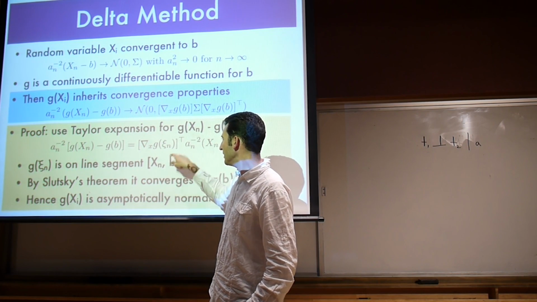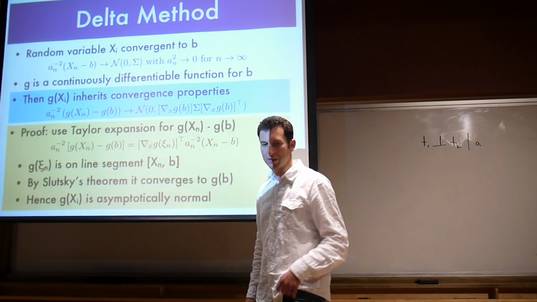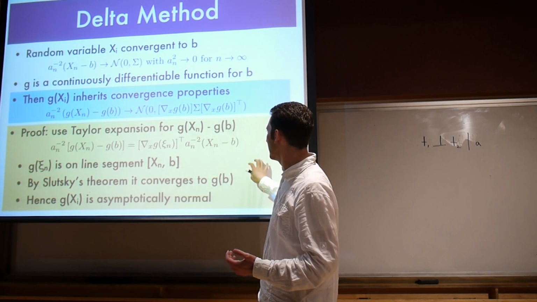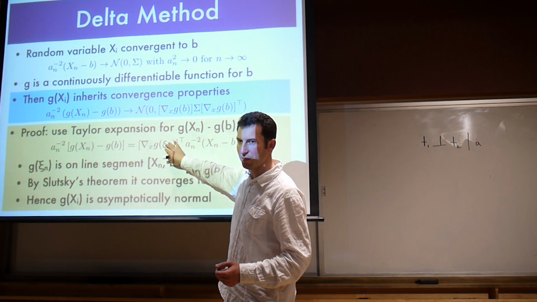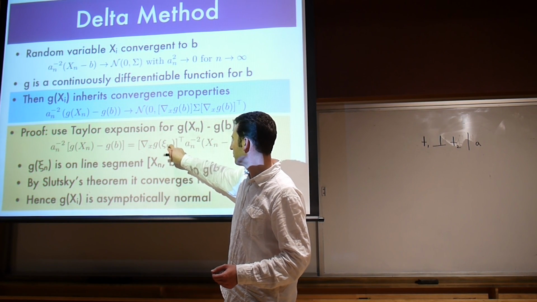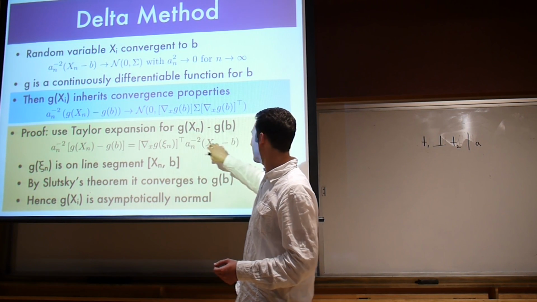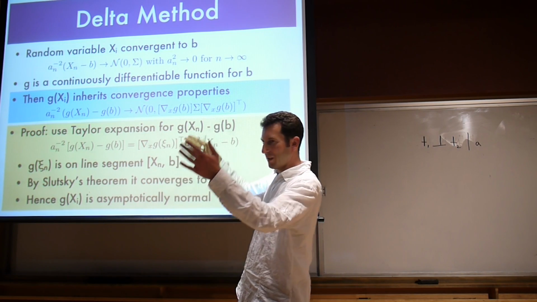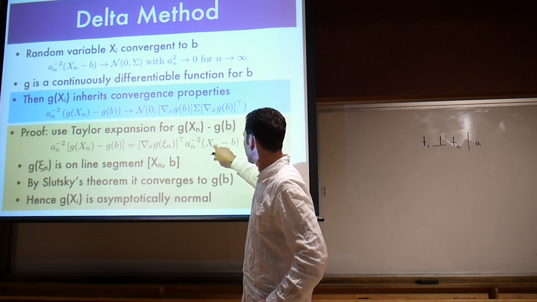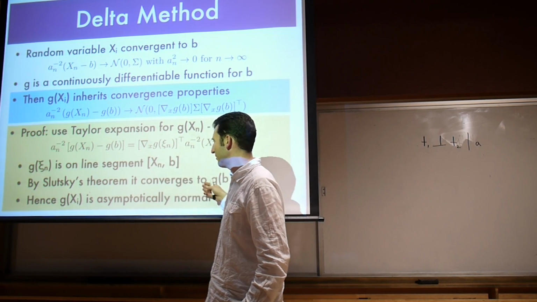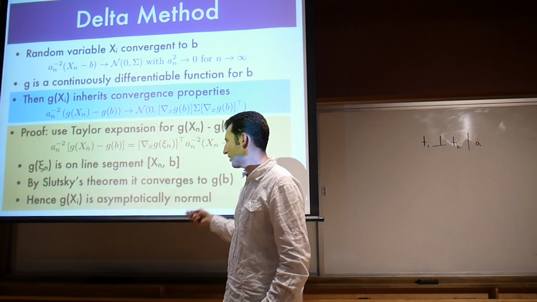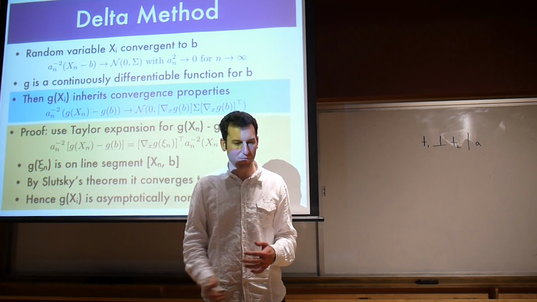Okay. And now we're exactly in the situation of Slutsky's theorem, where we have some function which depends on two random variables, namely this one, psi n, which we know will go to b because the interval gets smaller and smaller, and this one, which will converge to x, and so we're fine. So this is how you can show that g of xn becomes asymptotically normal.